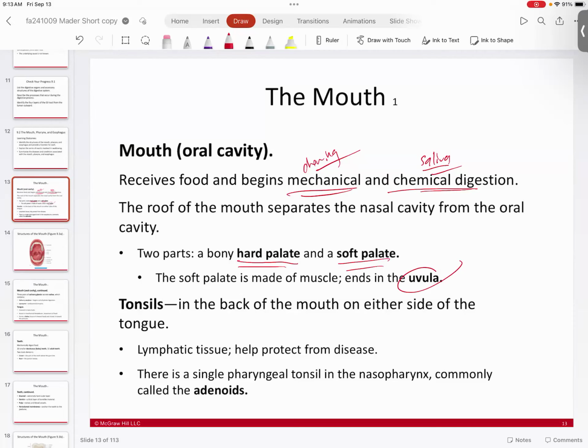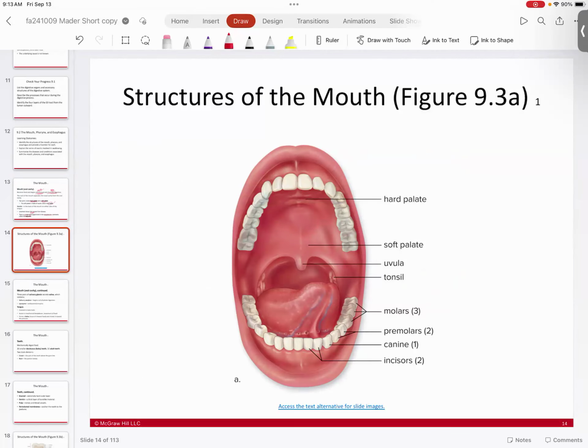Now, we talked a little bit about tonsils already, so I don't want to spend a whole lot of time on them, but basically this is lymphoid tissue that's in the back of your throat. Typically, you'll have a pharyngeal tonsil, so pharynx means throat. So you have a pharyngeal tonsil in the back of your throat, in the nasopharynx. That's basically where your nasal cavity and your throat come together. These are oftentimes referred to as adenoids, the ones back there in that nasopharynx area.